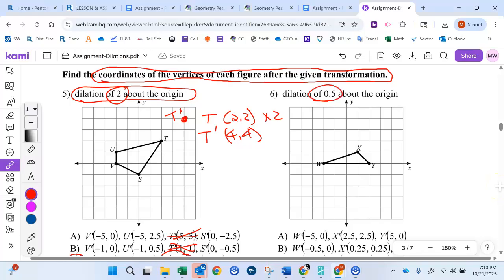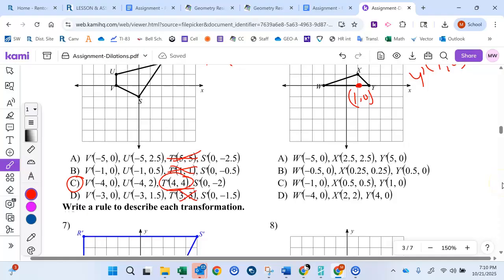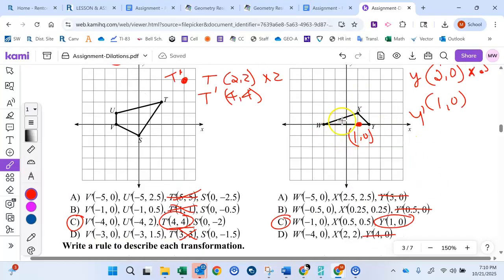So what I'd like to do is pick a number that, let's pick y. So if I have y, I have 2, 0 times 0.5. If you multiply 2 times 0.5, that's 1. 0 times that is 0. So y prime should be at 1, 0. So let's check that. No, no, yes, no. Okay. Again, if you have more than one that works, then you have to try another point.